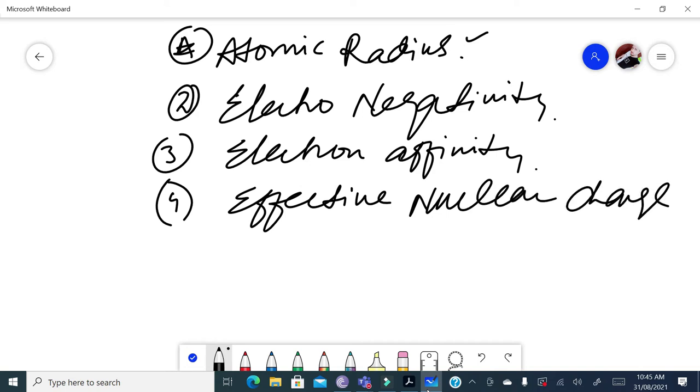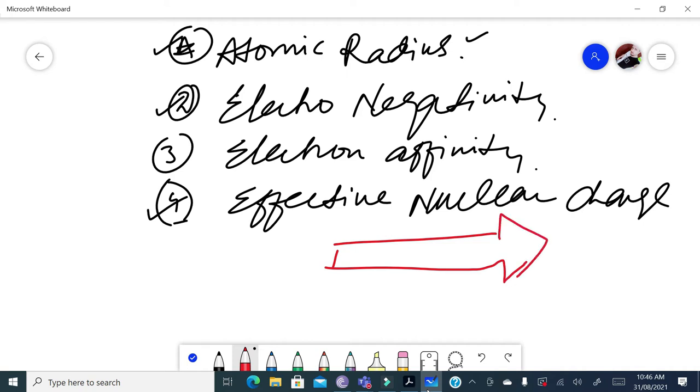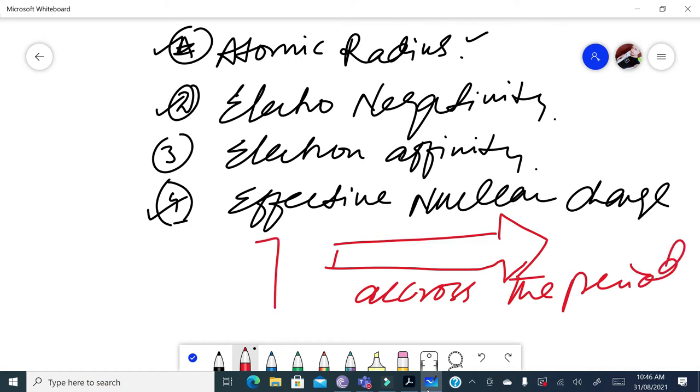Okay, so these are the properties which we are going to work on: the atomic radius, electronegativity, and effective nuclear charge. These three properties are the basic ones. How we are going to study them? We are going to study them across the period, and we are going to study them as well down the group. Okay. Across the period and down the group, we are going to study them.